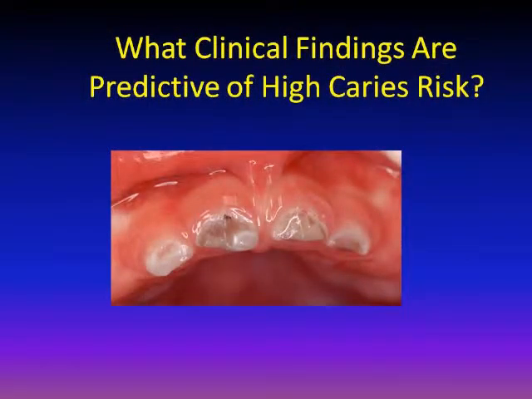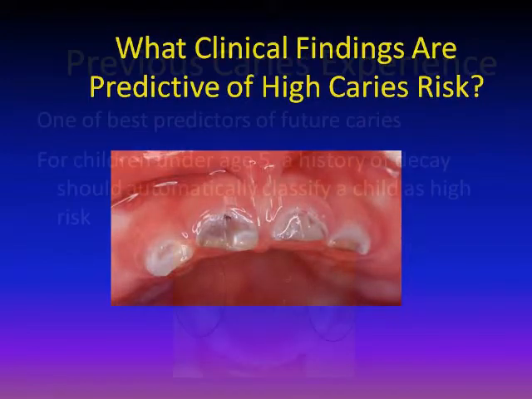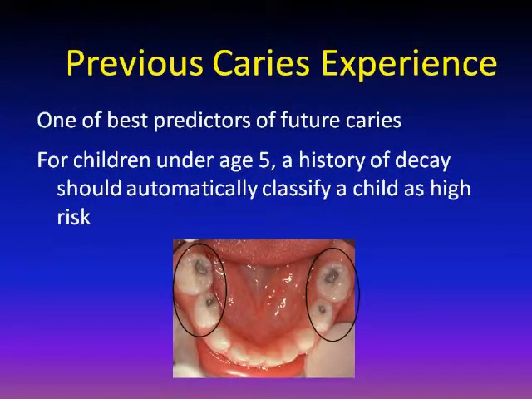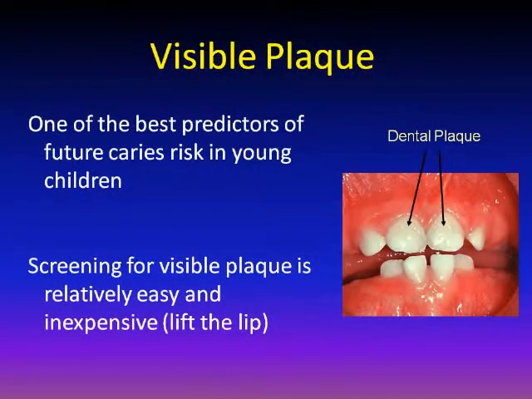It's important to know what clinical findings are predictive of high caries risk for the young child. Previous dental caries experience is one of the best predictors of future caries. For children under the age of 5, a history of decay should automatically classify a child as high risk. Visible dental plaque is one of the best predictors of future caries risk in young children. Screening for visible plaque is relatively easy and inexpensive. By lifting the lip, it will help you better visualize the area right along the gum line where plaque tends to form.